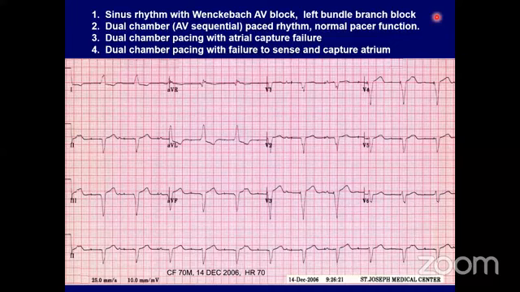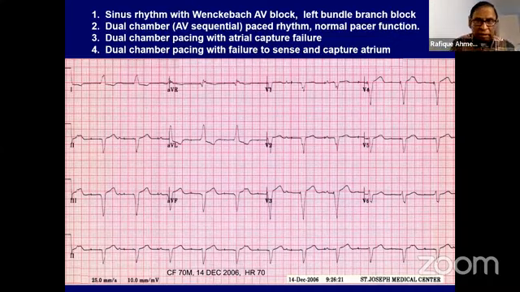Please put the poll. Yeah, and please look carefully at this ECG before you answer.